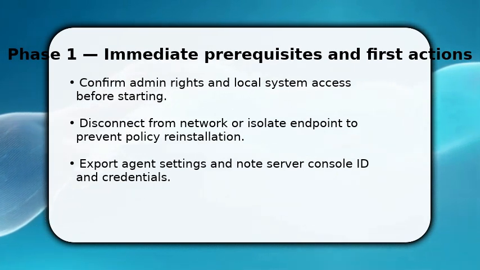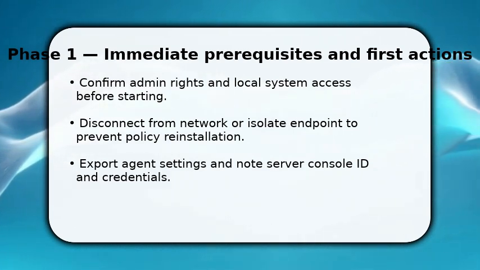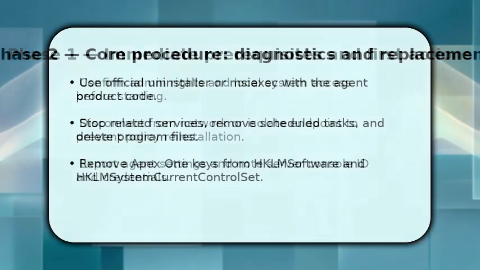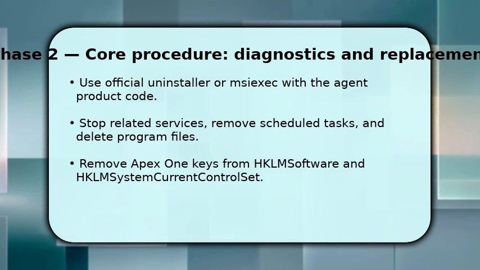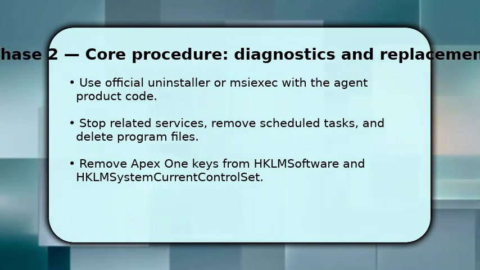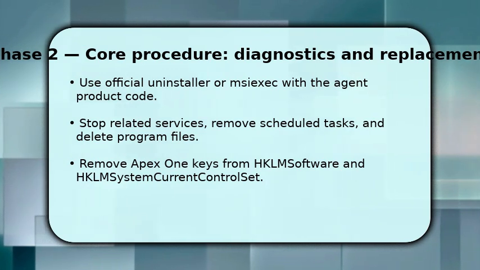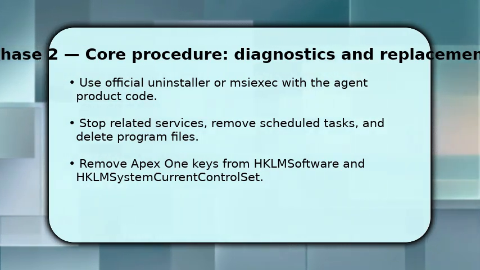Now open services and stop the Trend Micro Apex One or Office scan services before you attempt removal. This prevents file locks and ensures cleaner uninstallation. You now run the official uninstaller or use mseek with the product GUID to start removal. This removes core binaries and drivers. While it runs, make sure all Apex One services are stopped and scheduled tasks are deleted so nothing relaunches.